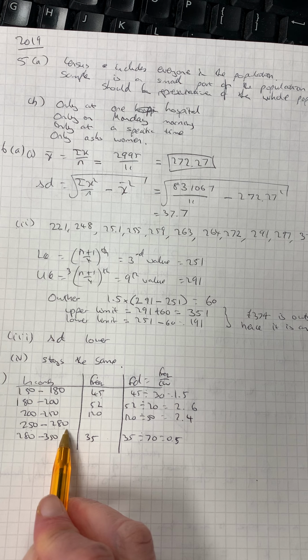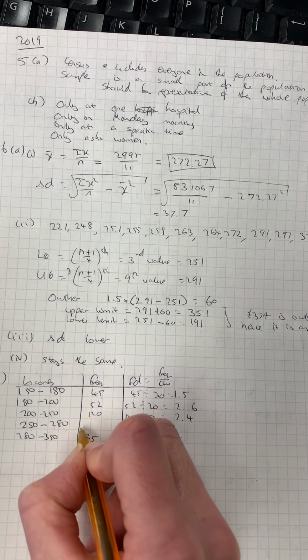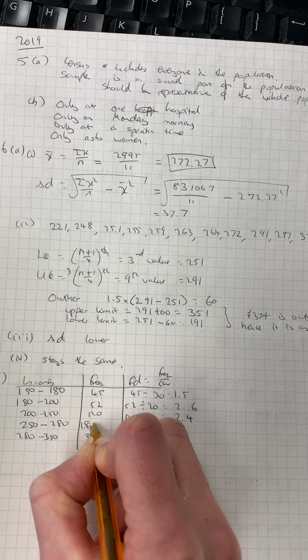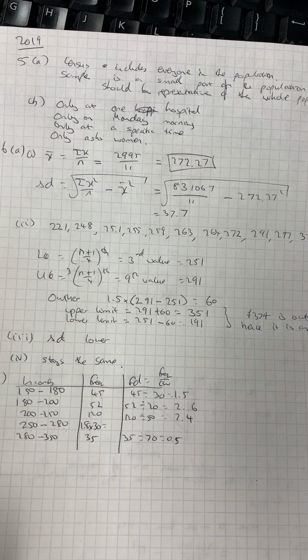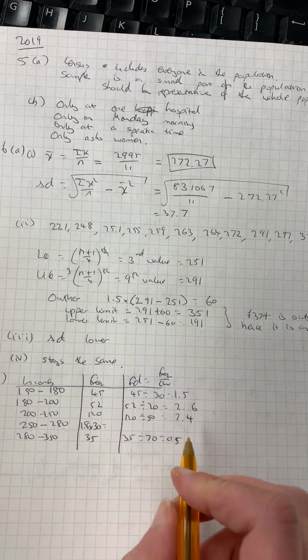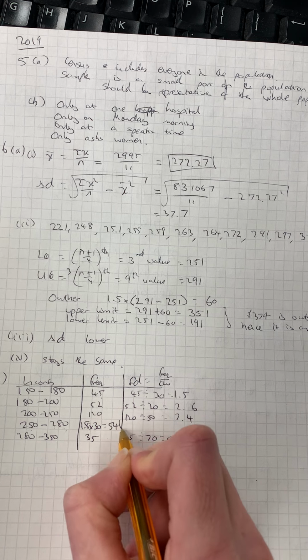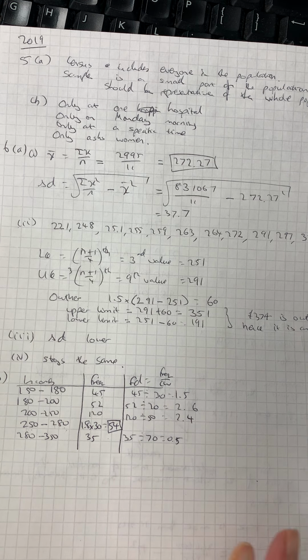So here, the 250 to 280. 1, 2, 3, 4, 5, 6, 7, 8, 9, 10. It's up to 1.1, 2, 3, 4, 5, 6, 7, 8. So it's 1.8 times the 30. Remember, frequency is when you find the area of the bars. So it's 54. So 54 is your answer in there.